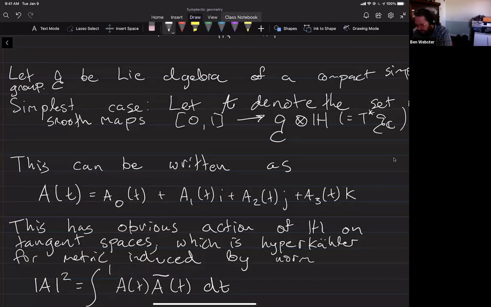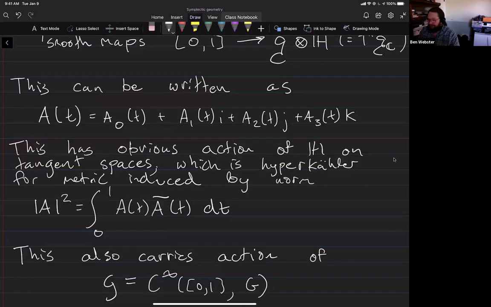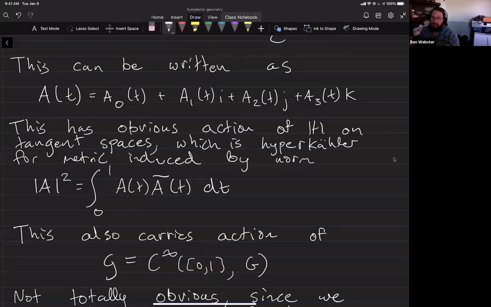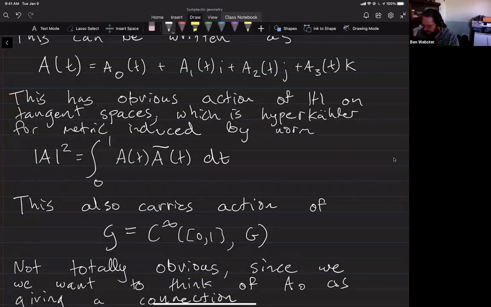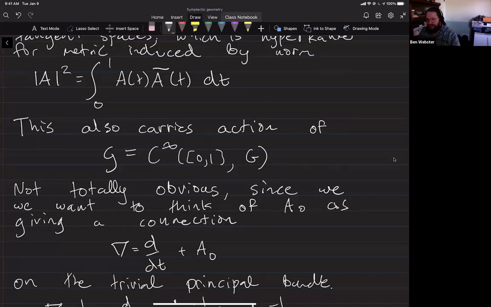All right, so thinking about it this way, it's quite obvious that we have an action of the quaternions on tangent spaces because, you know, just everything is a quaternion space. So this makes my whole space of such smooth maps hyperkähler, where the ultimate metric comes from the fact I'm going to be just implicitly using everywhere G has a non-degenerate Killing form on it. So I pair A and its conjugate with each other under the Killing form, and then I integrate that over the interval. And that gets me a metric on this space. All right. And this carries an action of my gauge group, which is smooth maps from the interval into G.